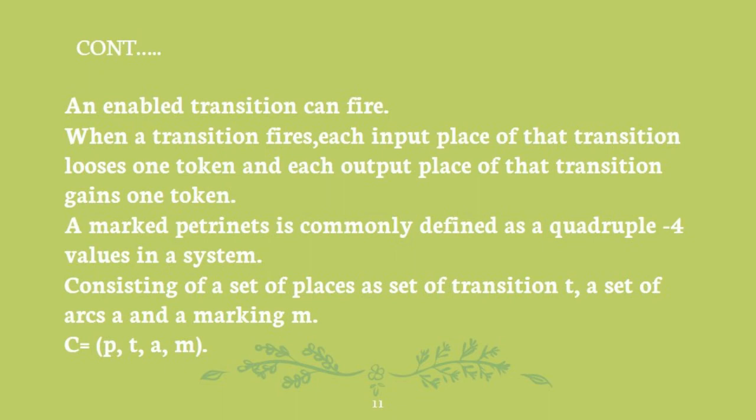When a transition fires, each input place of the transition loses one token and each output place of the transition gains one token. A marked Petri net is commonly defined as a quadruple, 4 values in a system, consisting of a set of places P, a set of transitions T, a set of arcs A, and a marking M. C is equal to (P, T, A, M).